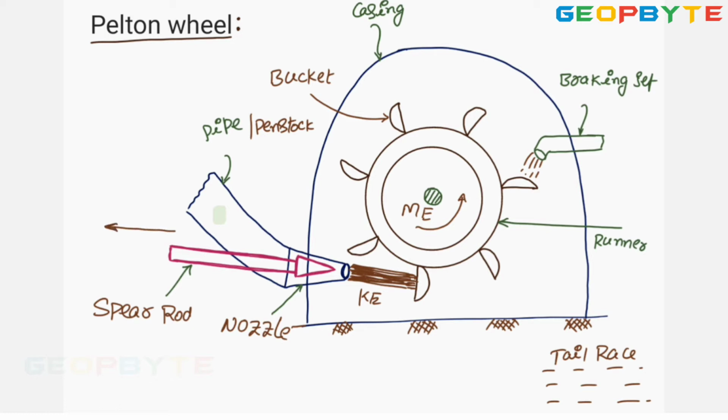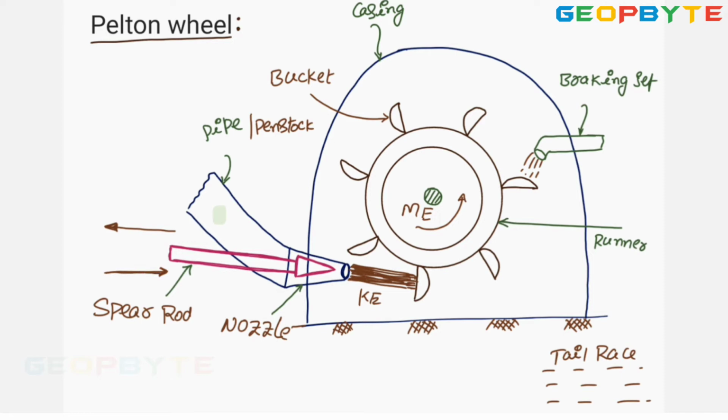Once the spear rod is pulling back, the area of flow increases, then a large quantity of water is going to hit the turbine blade. Once the large quantity of water is acting on the turbine blade, the turbine speed increases. On the other hand, if the load on the turbine is less, turbine speed increases. For decreasing the turbine speed, the governing mechanism comes into picture. That governing mechanism is pushing the spear rod towards the nozzle end.